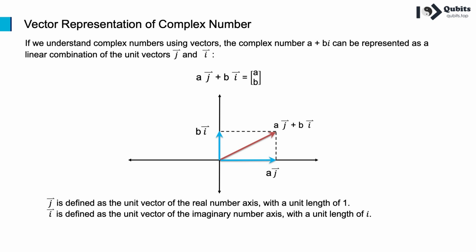If we think of complex numbers in terms of vectors, we can represent a complex number, a plus b times I, as a combination of the unit vectors j and I. Here, j is the unit vector of the real number line with a length of 1 unit, while I is the unit vector of the imaginary number line with a length of I units.